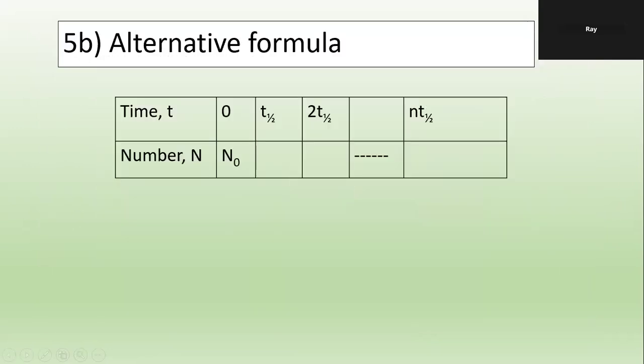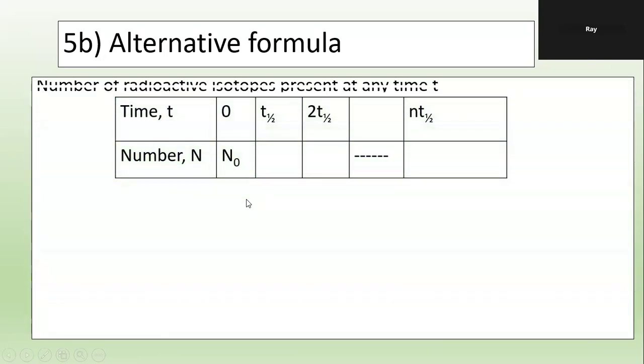Okay, alternative formula. Start with N naught at time 0. So after one half-life, N naught over 2 left. After another half-life, half of this one. So after n half-lives, it is N naught over 2 to the power n, right?